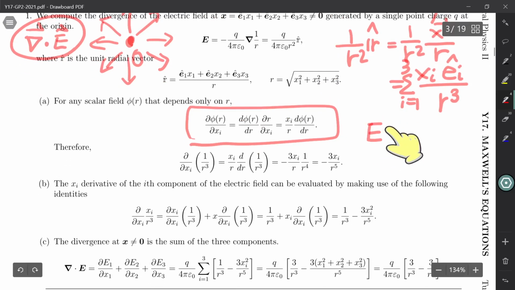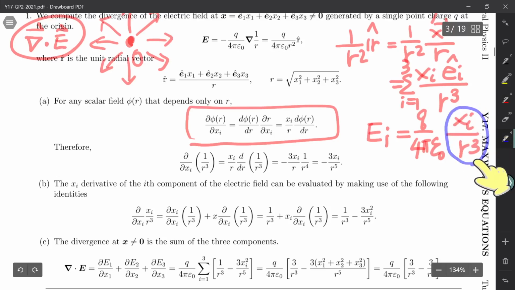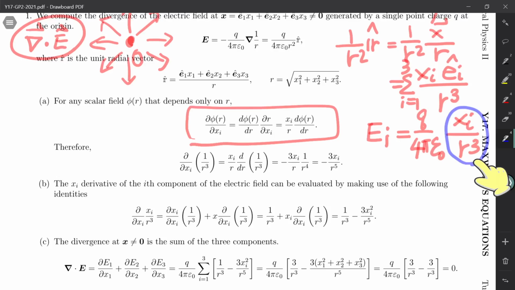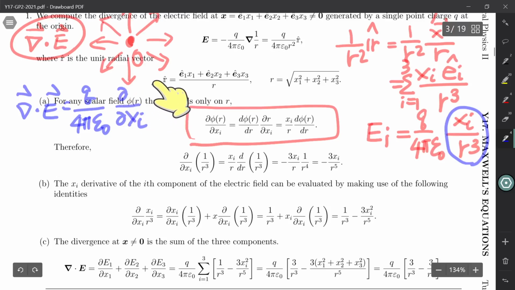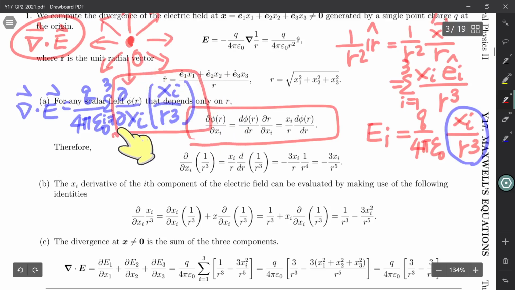So the ith component of the electric field is q over 4 pi epsilon 0 and xi over r cubed. This is the one we have to compute, the divergence. So divergence E equals q over 4 pi epsilon 0 and the sum over i. So we have to compute this. Before we sum over i, we first compute this one.